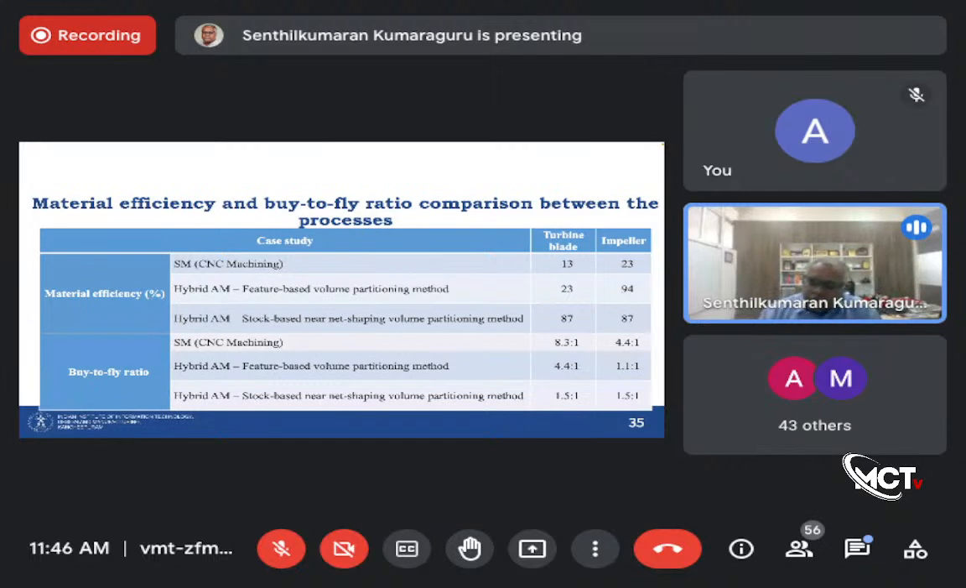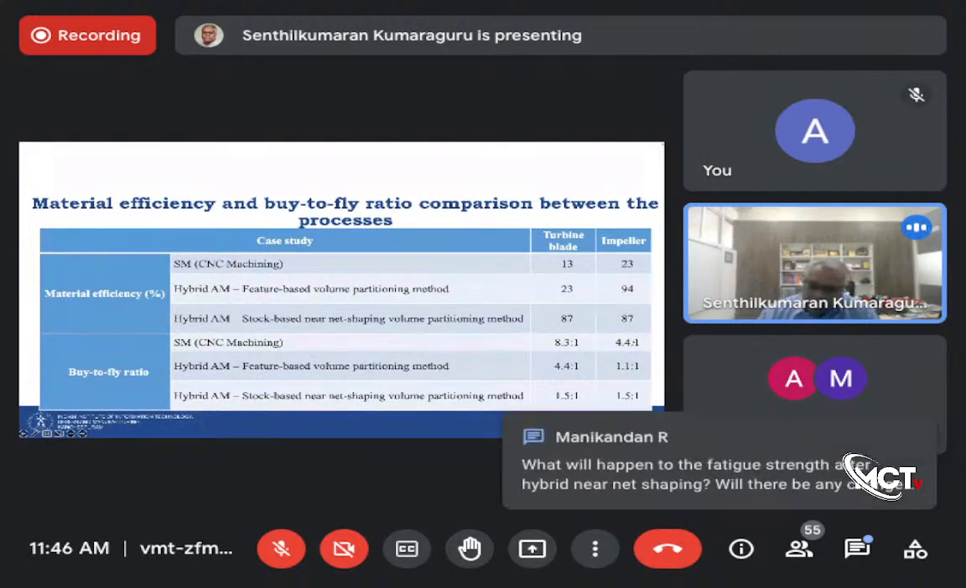But if you add those times where you have to wait for the part to cool down before the next set of machining begins, it may be a little lengthier too. But those are some assumptions that we had for our analysis to better understand the material efficiency aspect in buy-to-fly. And if you see the buy-to-fly ratio, stock-based is excellent, but as you see, this is very poor. This is moderate, doing well, but this is very good in the case of buy-to-fly ratio for the impeller. It is extremely good for feature-based, right?